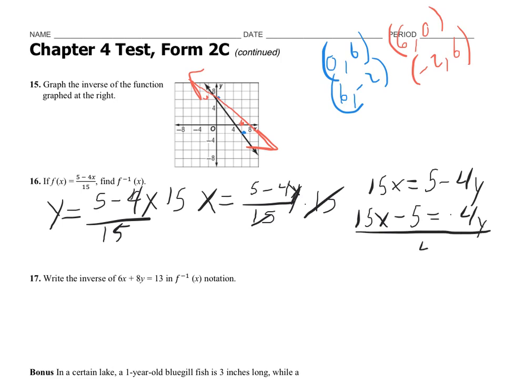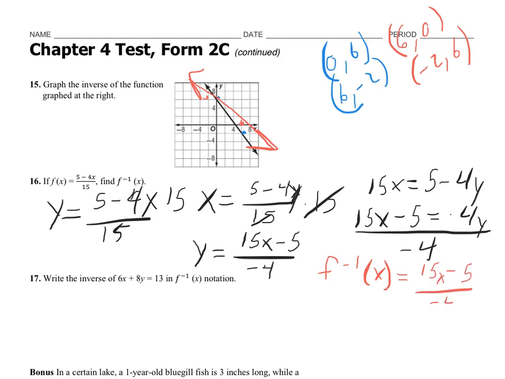Subtract 5 over from 15x, so I get 15x minus 5 is equal to negative 4y. Divide everything by negative 4. And so then I should end up with y is equal to 15x minus 5, all divided by negative 4. And just change the y back into f inverse. F inverse of x is equal to 15x minus 5 all over negative 4.